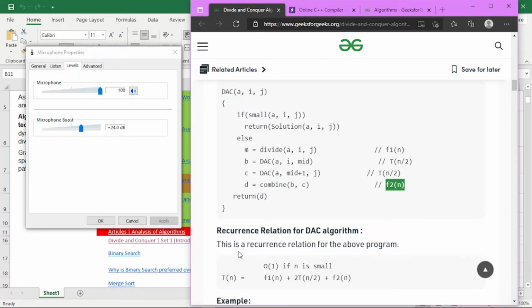And that's why the recurrence relation, when we add these all, can be written as f1(n) plus 2 times T(n/2) plus f2(n). And it will take order of 1 if n is small. Okay, so this was the recurrence relation.